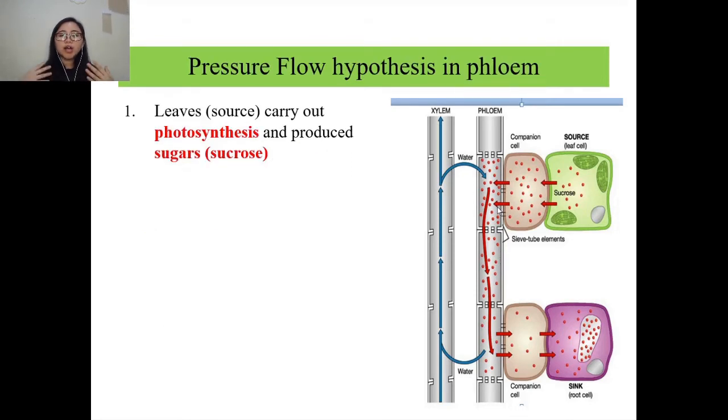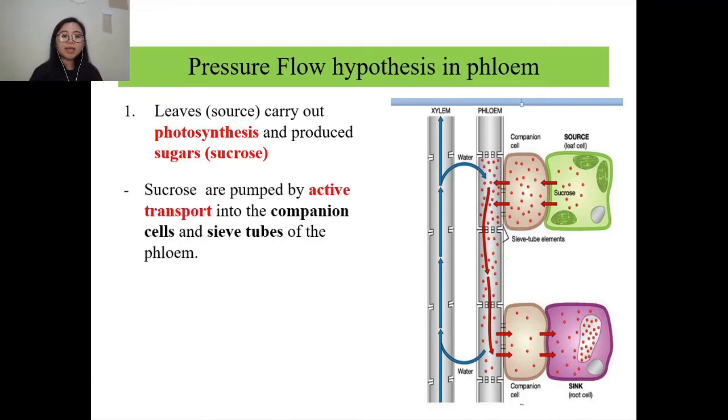Okay, so let's try to explain this using leaf as the source and root as the sink. So the leaves, which is the source, carry out photosynthesis and produce sugars. In this case, we are going to use sucrose. And then those sucrose will be pumped by active transport into the companion cells and then into the sieve tubes of the phloem.